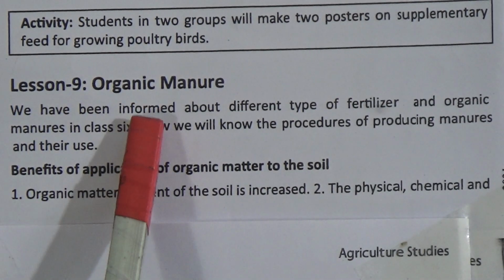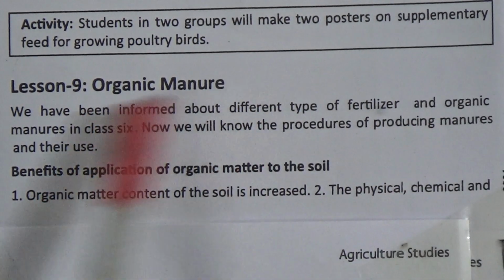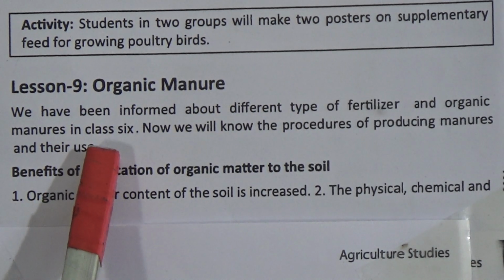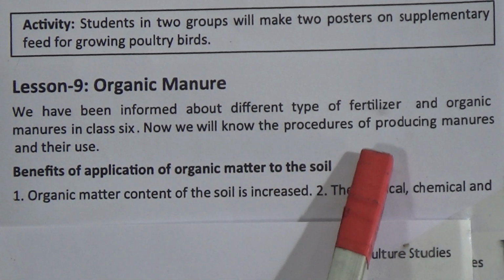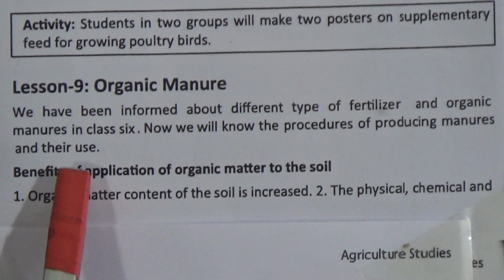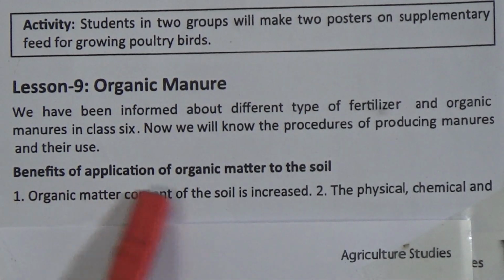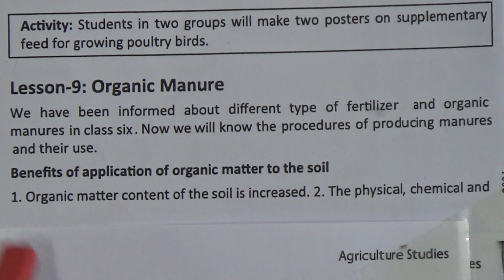We have been informed about different types of fertilizer and organic manures in class 6. Now we will know the procedures of producing manures and their use. Benefits of application of organic matter to the soil.